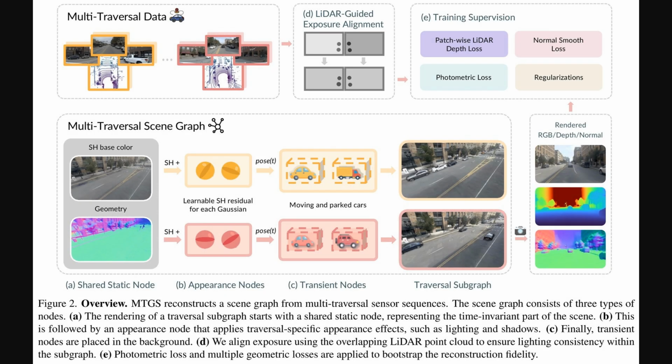Okay, so that showed us the impressive results, now the paper gives us a peek under the hood at how MTGS actually works. It starts with the multi-traversal data and constructs their multi-traversal scene graph. This graph has 3 key parts: a shared static node for background geometry and its fundamental color, represented using spherical harmonics, or SH, which are special functions for things like color. Then, appearance nodes adapt to lighting per trip, and transient nodes model moving cars.